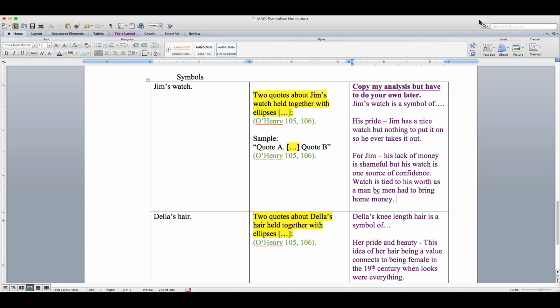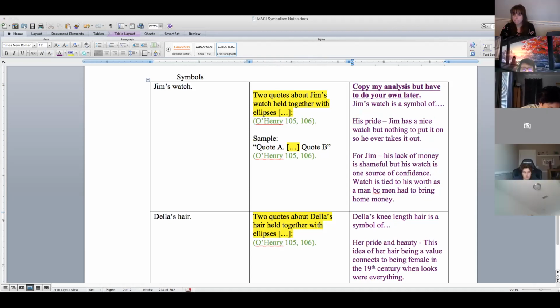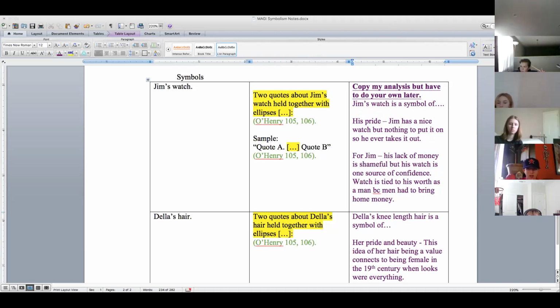Okay, what questions do you have about what we're doing right now? So I think you need about 10 to 15 minutes to find your 2 quotes and copy them down into your chart. Then you can either talk about what you think they symbolize, or you can copy my symbolism down, knowing that later you're going to have to think of your own. And if you are confused, go ahead and send me a message, or I think the first thing to do is just look at the screen and ask, what does she want me to do?